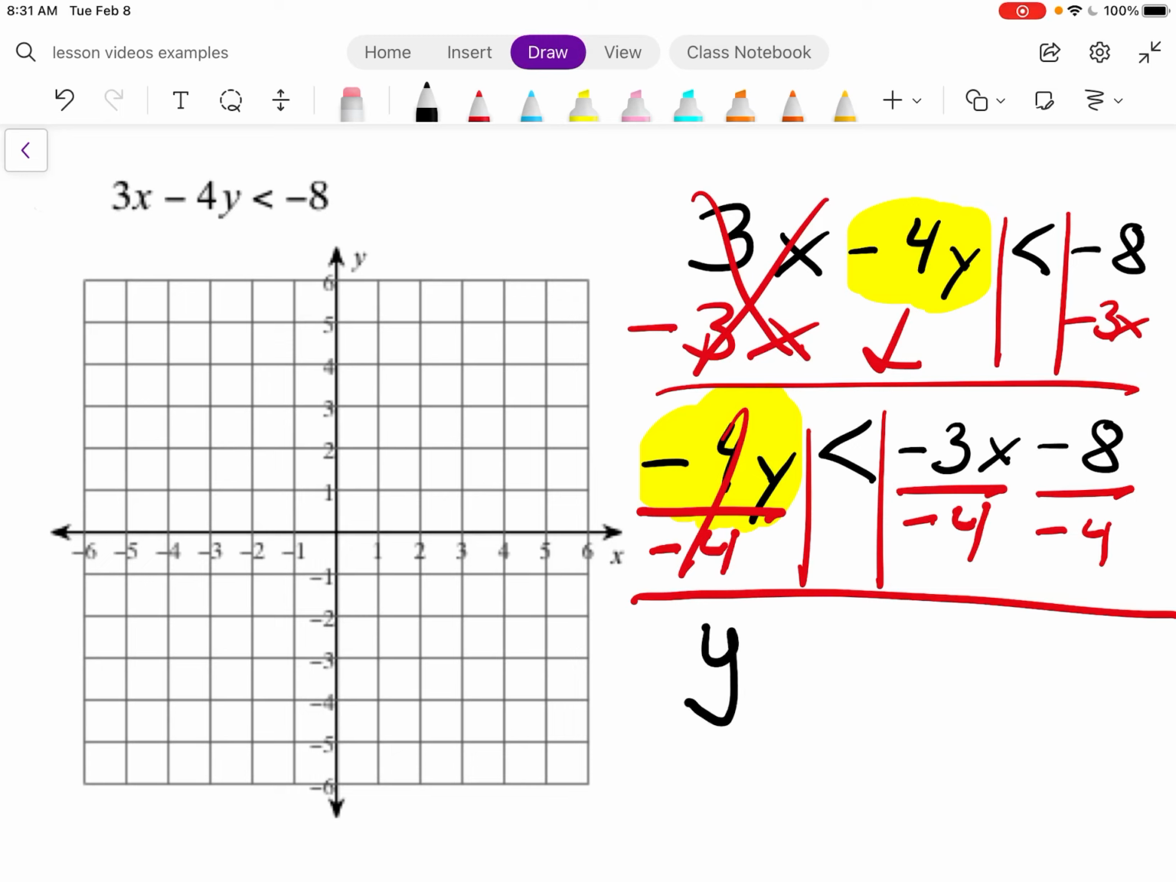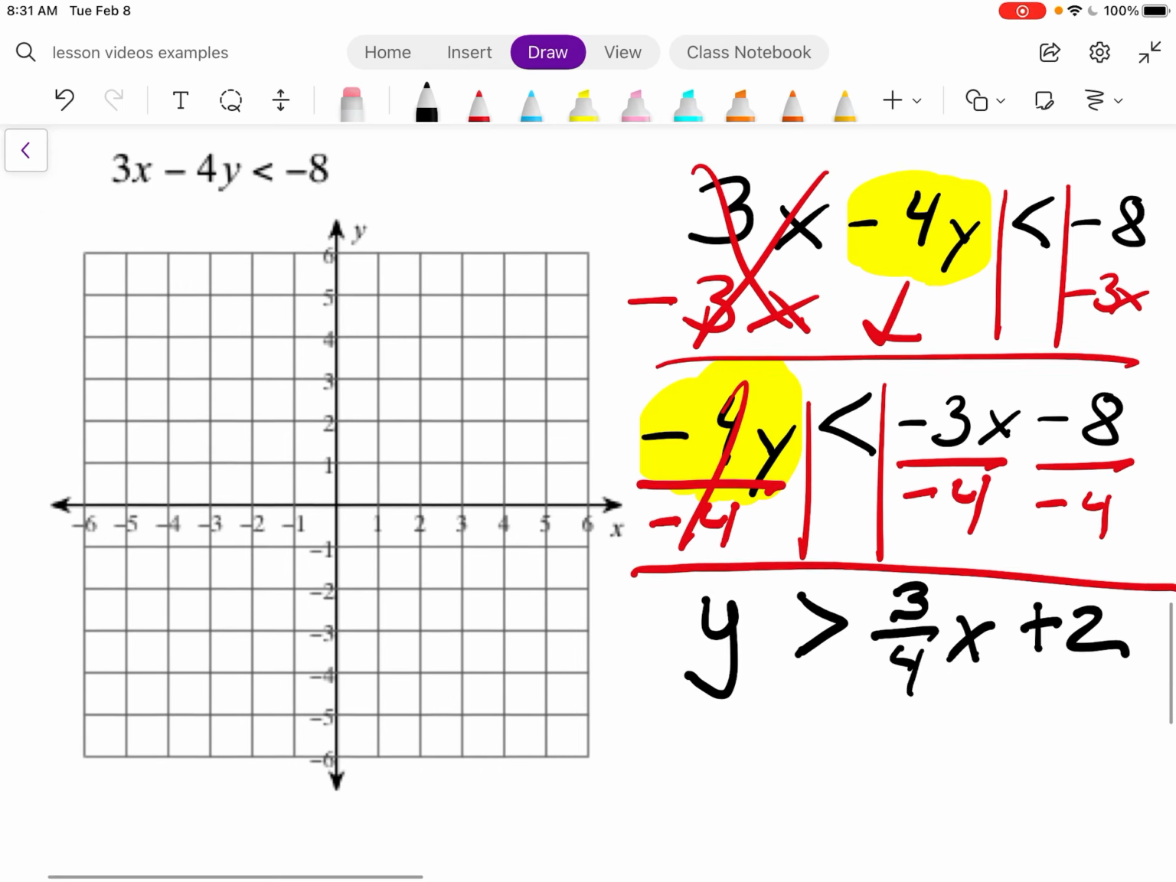Then we have negative 3 divided by negative 4. Negative 3 divided by negative 4 does not come out to a whole number, but the negatives will cancel out, so that gives us a positive 3 over 4x. And then we have negative 8 divided by negative 4. That does come out to a whole number, so that would be plus 2. Negative 8 divided by negative 4 is positive 2.